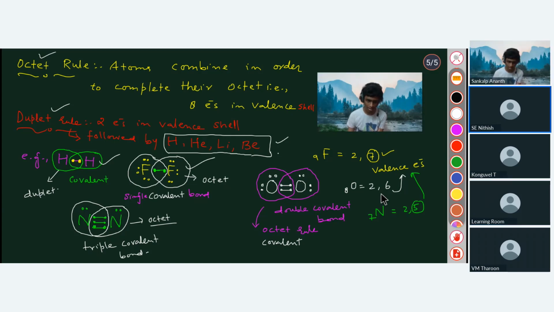Except hydrogen, helium, lithium, beryllium. You see how you have to remember: if a non-metal reacts with another non-metal, then there is definitely a covalent bond. But if a non-metal reacts with a metal, then there will be an ionic bond. When a metal reacts with a metal, there will be a metallic bond. This is another, third type of bond.